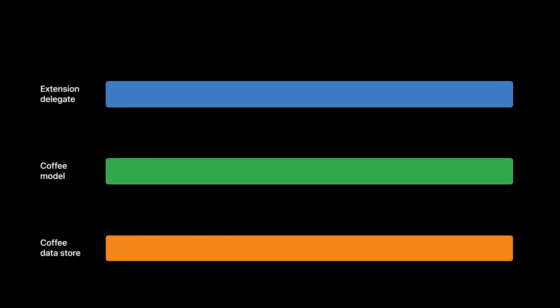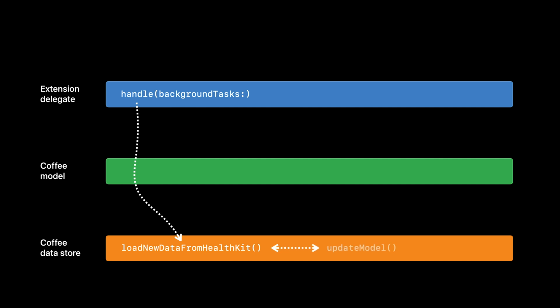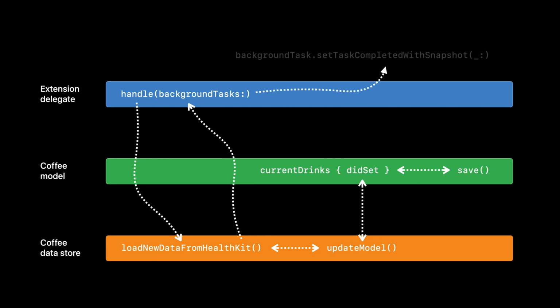Let's visualize what's happening here. We start in handle background tasks, which calls the load from HealthKit function. This takes a completion handler. But then we switch to update model, which is performed synchronously. And so synchronously calls didSet, which synchronously saves. Once this is done, the completion handler is called, and that notifies WatchKit that it's all done. It's the synchronous parts that force us to perform synchronous I/O on the main thread.